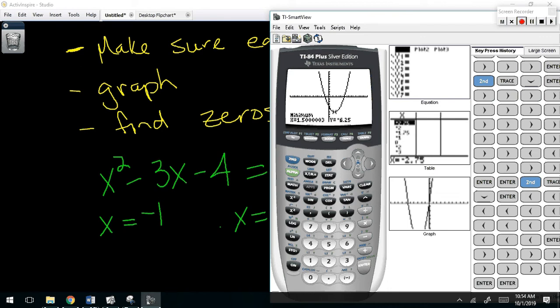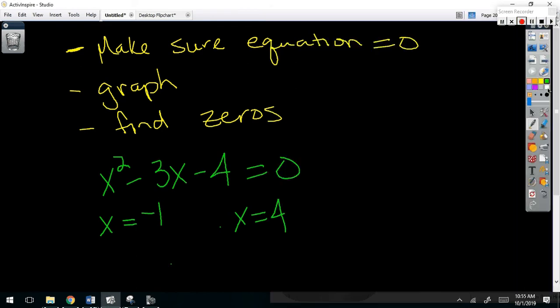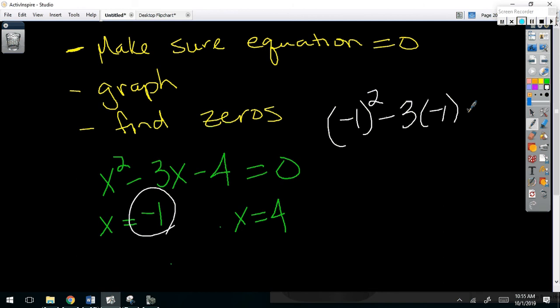You see what I'm saying? We'll get to the point where we will rely solely on the calculator, but right now it's a tool to check what we're doing. How does this verify? If you plug it back in, just like when you solve a regular equation. Let's say I plugged in -1. -1 squared minus 3 times -1 minus 4 would be 1 plus 3 minus 4, which would be 0. Same thing whenever I plug in 4.